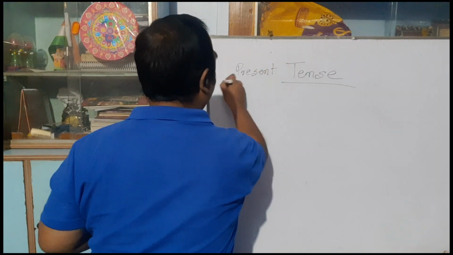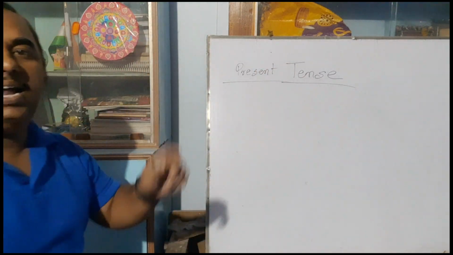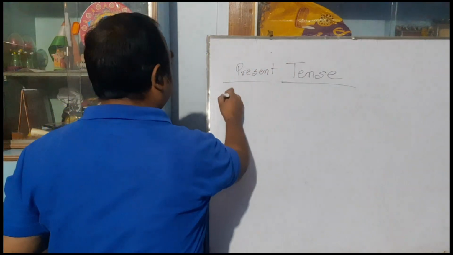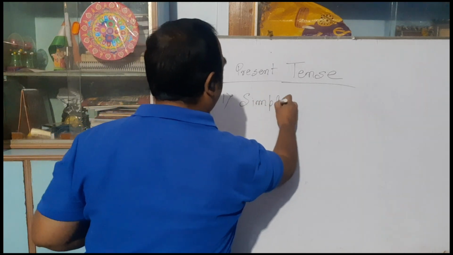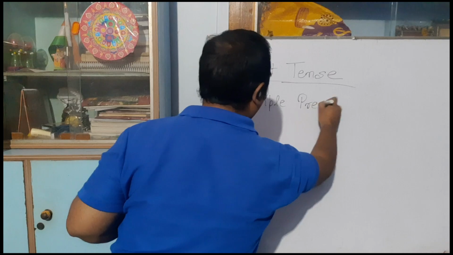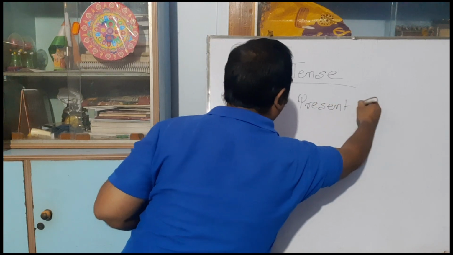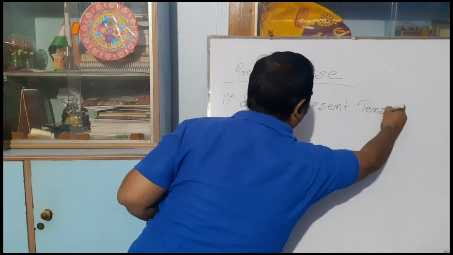tense. And how many types of present tense are there? There are 4 types of present tense. The first one is known as simple present tense. What is simple present tense?